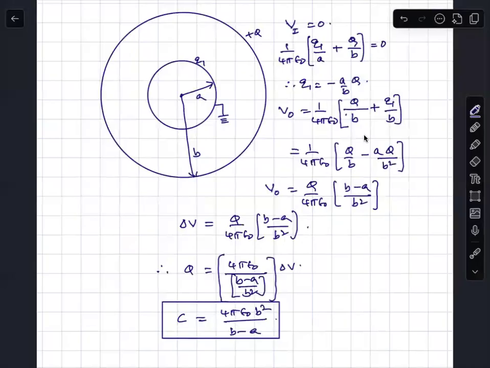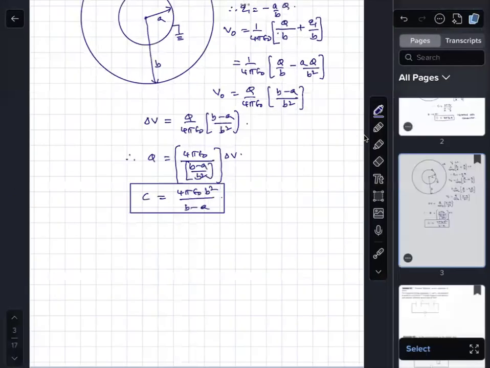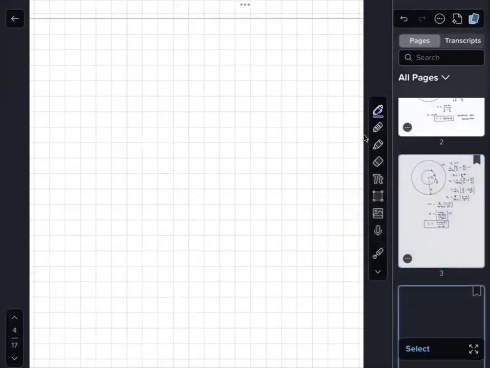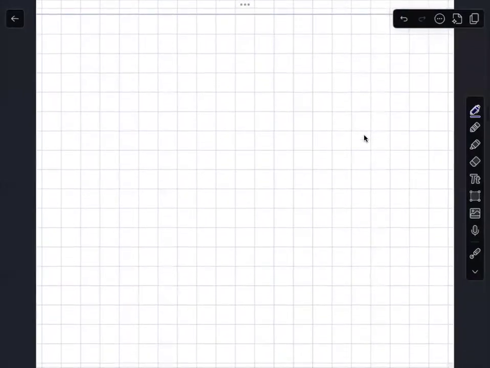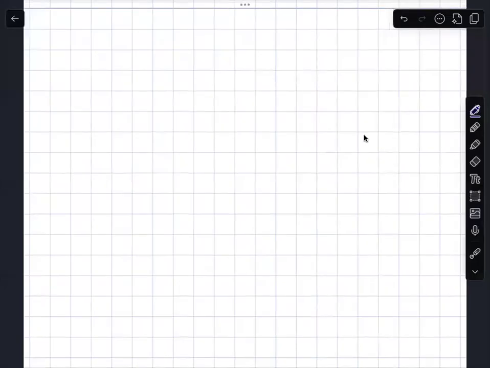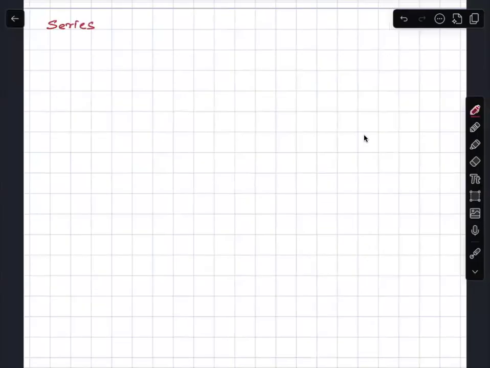Right. Now, series and parallel combinations. So I'm just doing a first level introduction of these topics to you. Thereafter, we will proceed to higher order models. Next. Series and parallel combination of a capacitor.